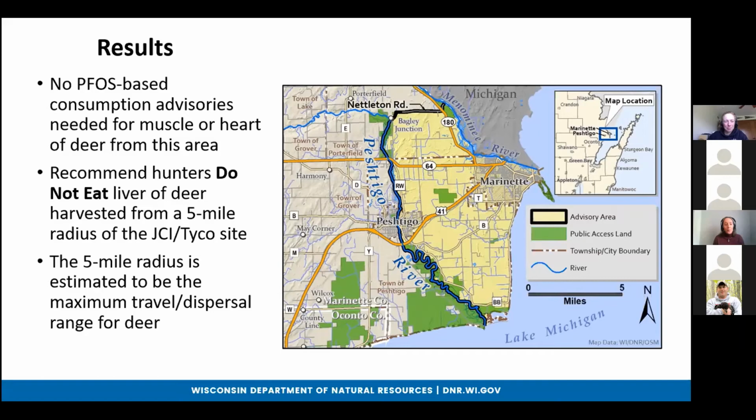This 5-mile radius is estimated to be the maximum travel or dispersal range for deer. That's fairly conservative. Deer probably don't range that far, but we wanted to be conservative on purpose and also to be a little bit compatible with the range that Michigan did, although their advisory is in a different part of Michigan. It is a border location, and so we try to keep things relatively similar.